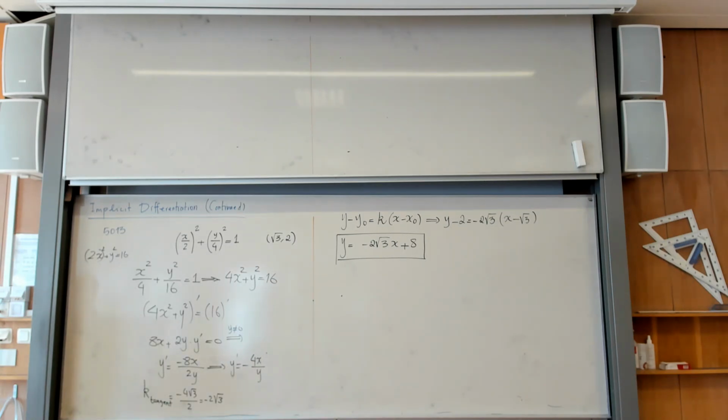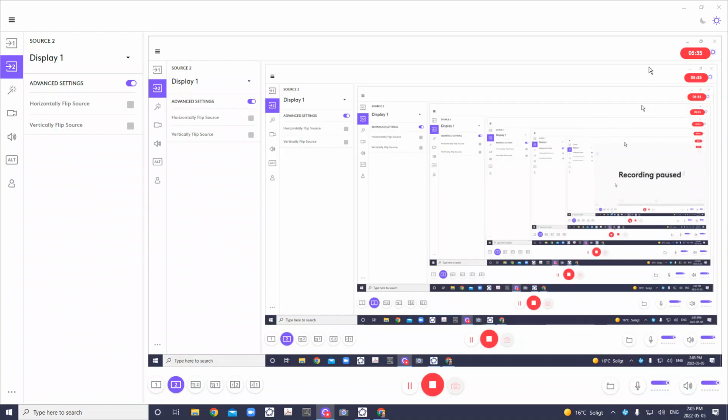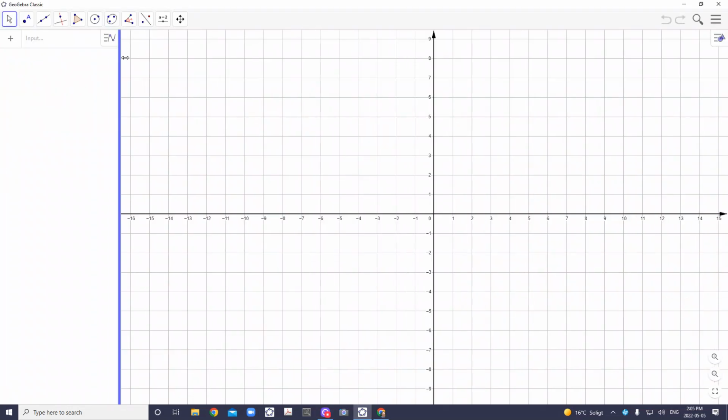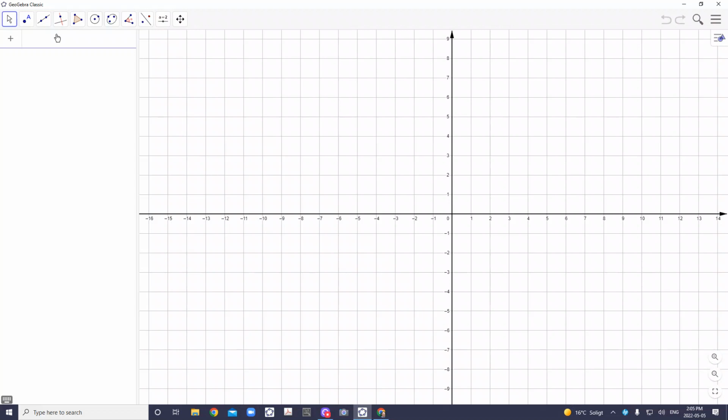Might be that's also good to check it on GeoGebra. Okay, so I go here. Let us see if you can also see that, but unfortunately this curtain is not working, or is it? Let me check.